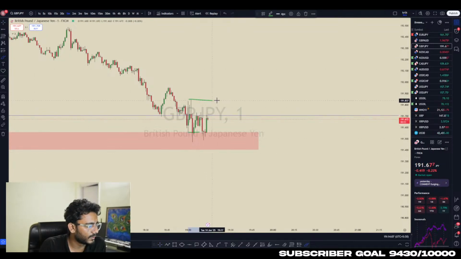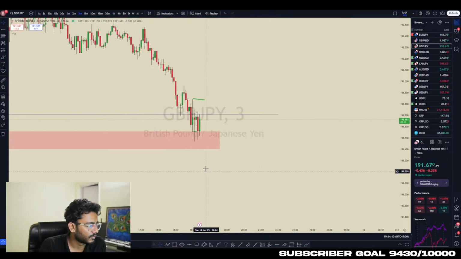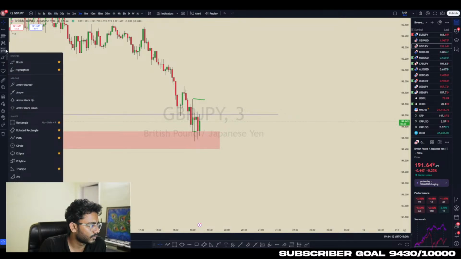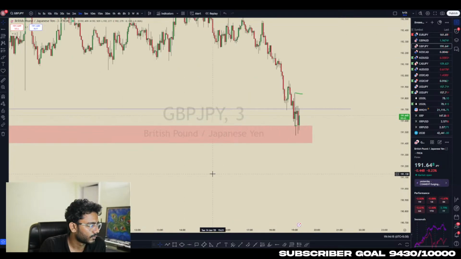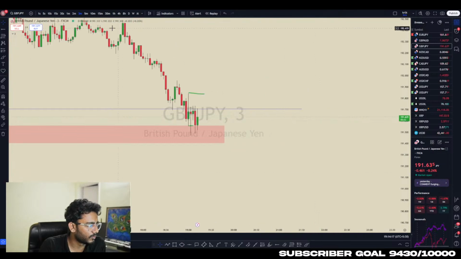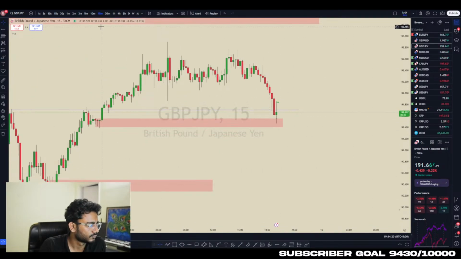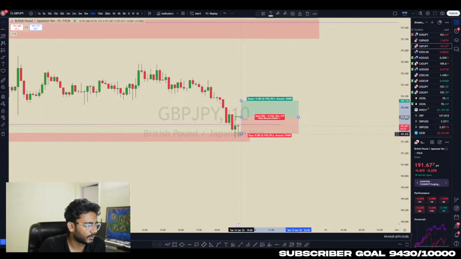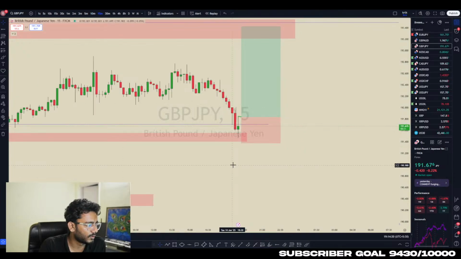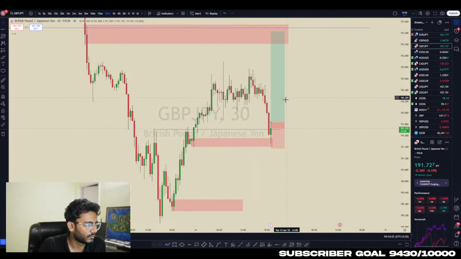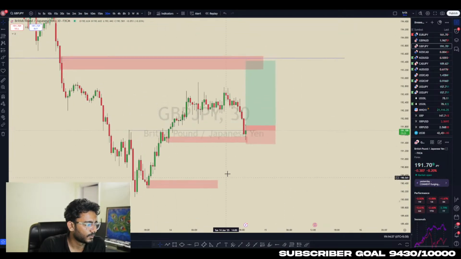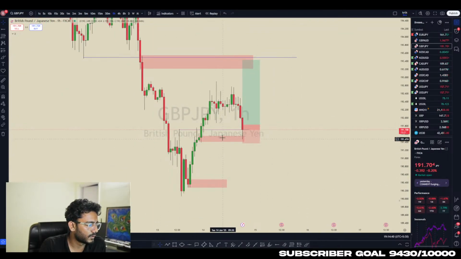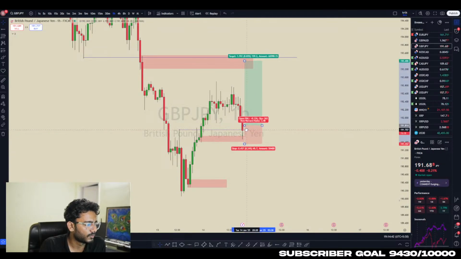Wait for price to break this high. There is an unmitigated order block to the left side, like this. So price should break this high, and then the target can be around 1 to 3. I shared this order block in the group.